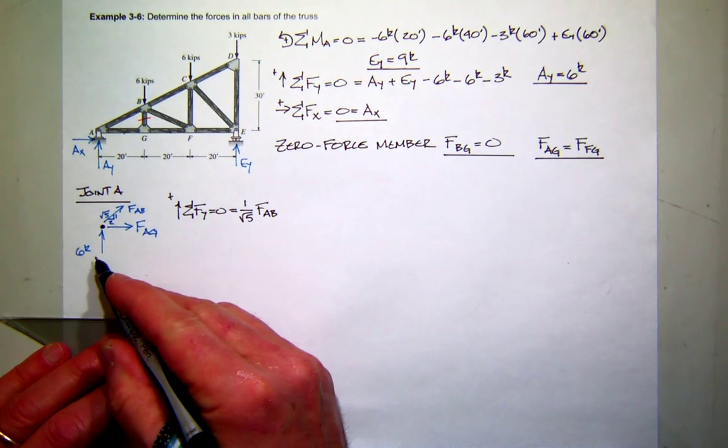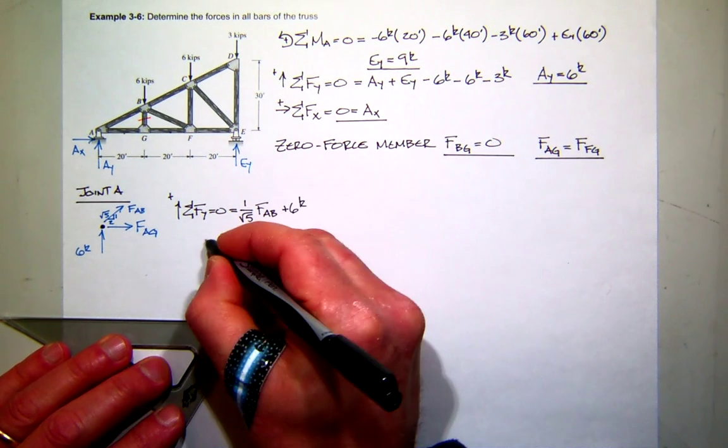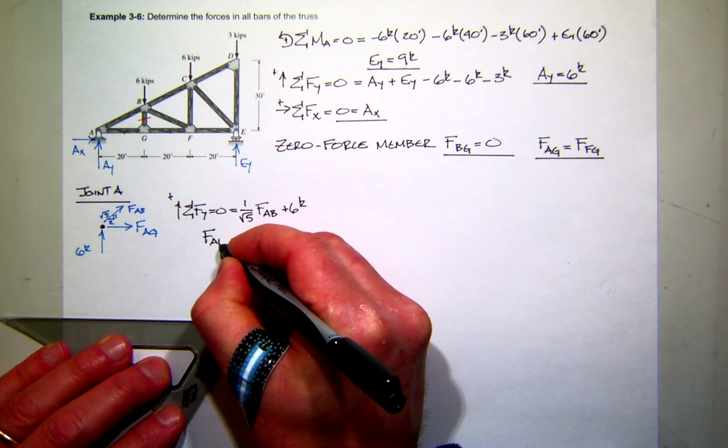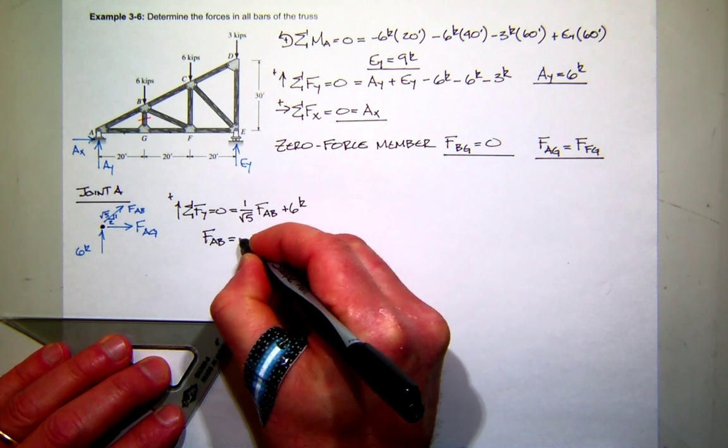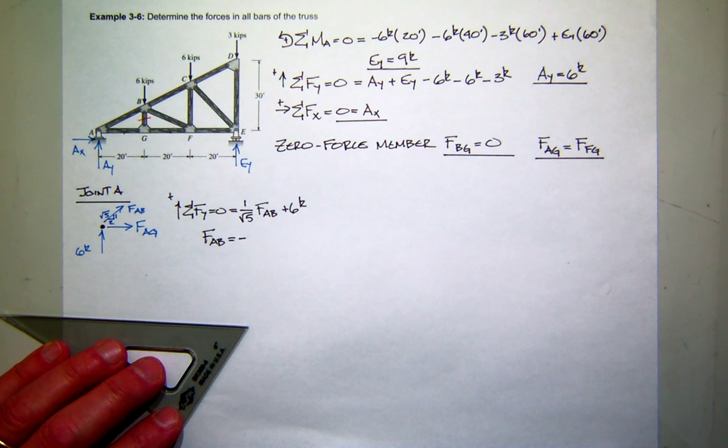What else do we have? 6 kips is also acting up. So what is the force in AB? It looks like it's going to be negative. Whatever 6 times the square root of 5 is. What's that?